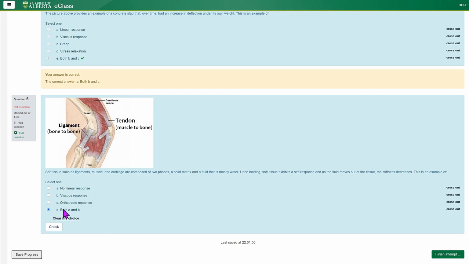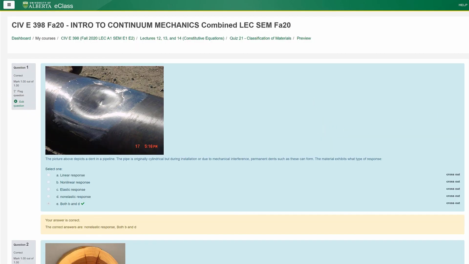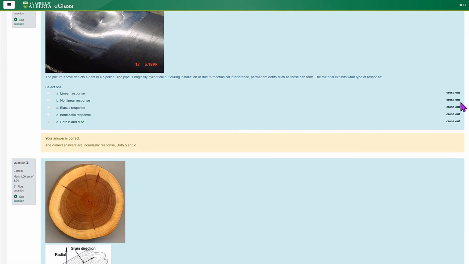If we look at answer C, orthotropic response, again, orthotropic response has to do with loading direction. It doesn't mention anything about loading direction, so we can kind of discard C right away. We know it's going to be A and B. So if I check that, oh, what do you know? We're good to go, 6 for 6.